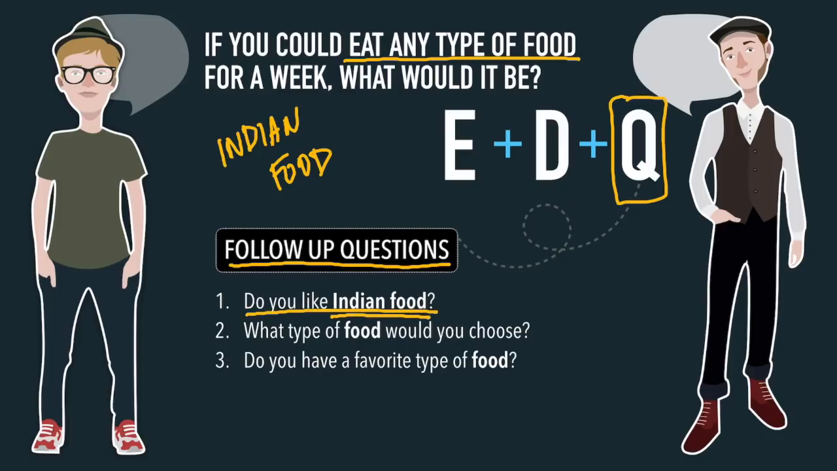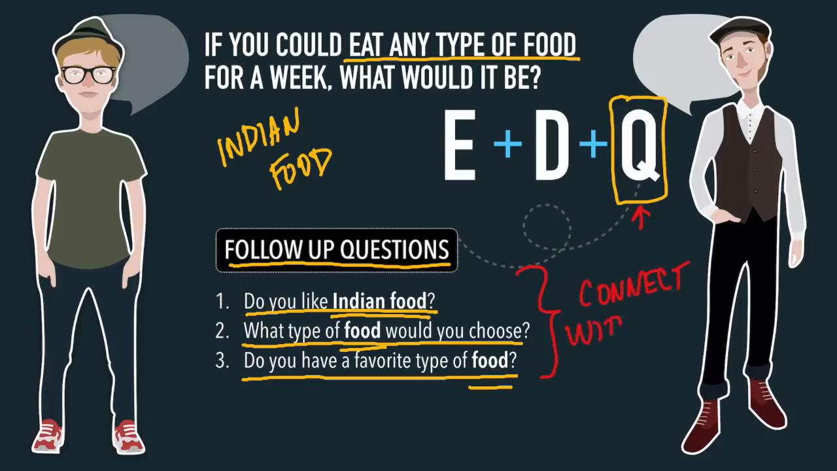Or you can say, what type of food would you choose? And we have food right here. Or finally, you could say, do you have a favorite type of food? So again, remember the whole goal or the whole purpose of this third part of the equation is to connect with the person we are speaking with, okay? Connect with the other person. And this helps the conversation continue to go back and forth and makes you sound more like a native speaker.